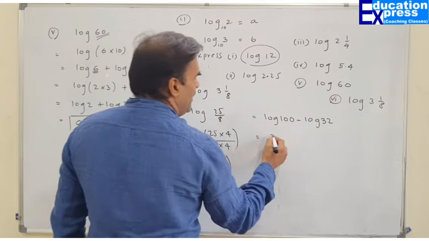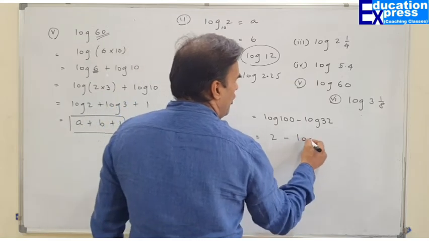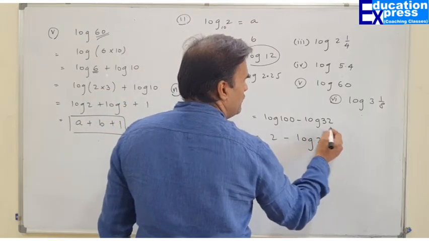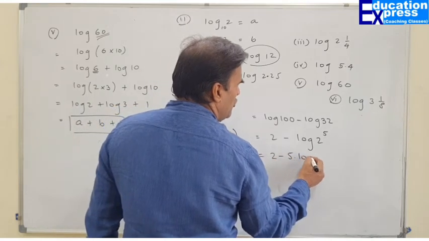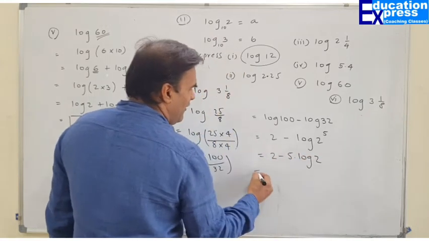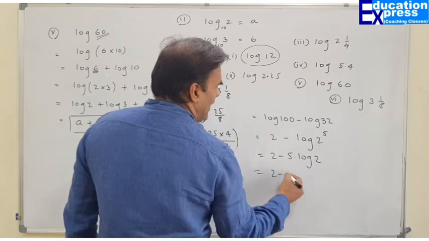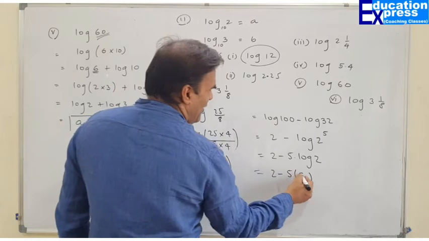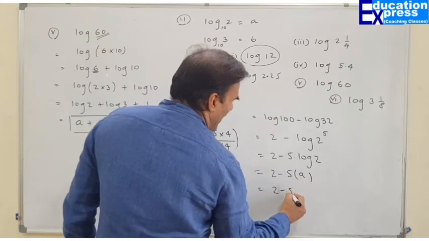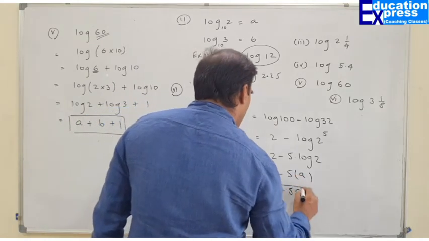Log of 100 is 2, minus log of 32, which would be log of 2 raised to 5. So 2 minus 5 into log 2. Fantastic. 2 minus 5. What is the value of log 2? Sir, A. So you get your answer: 2 minus 5A.